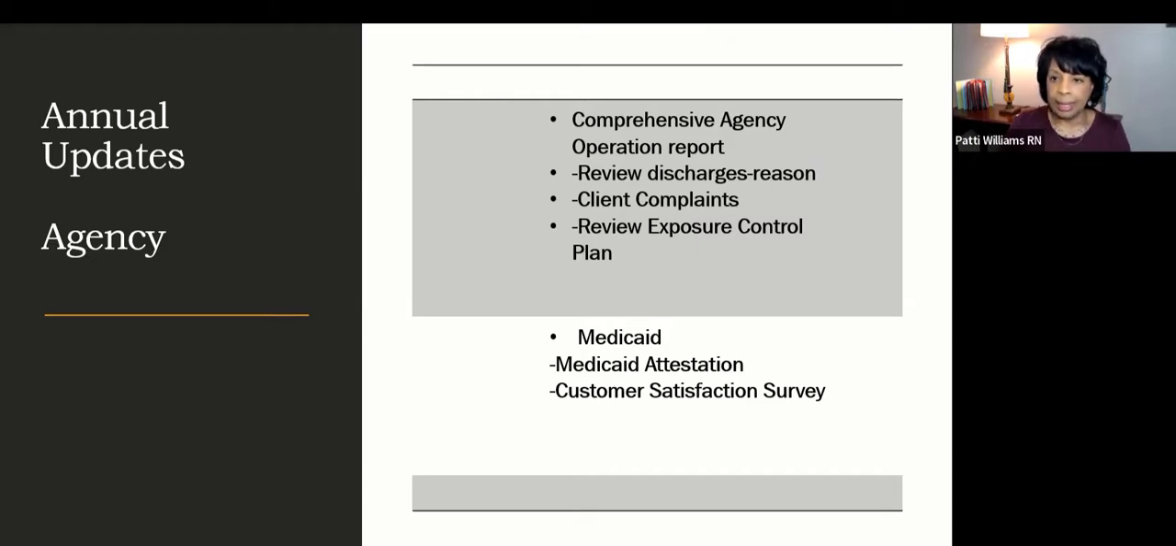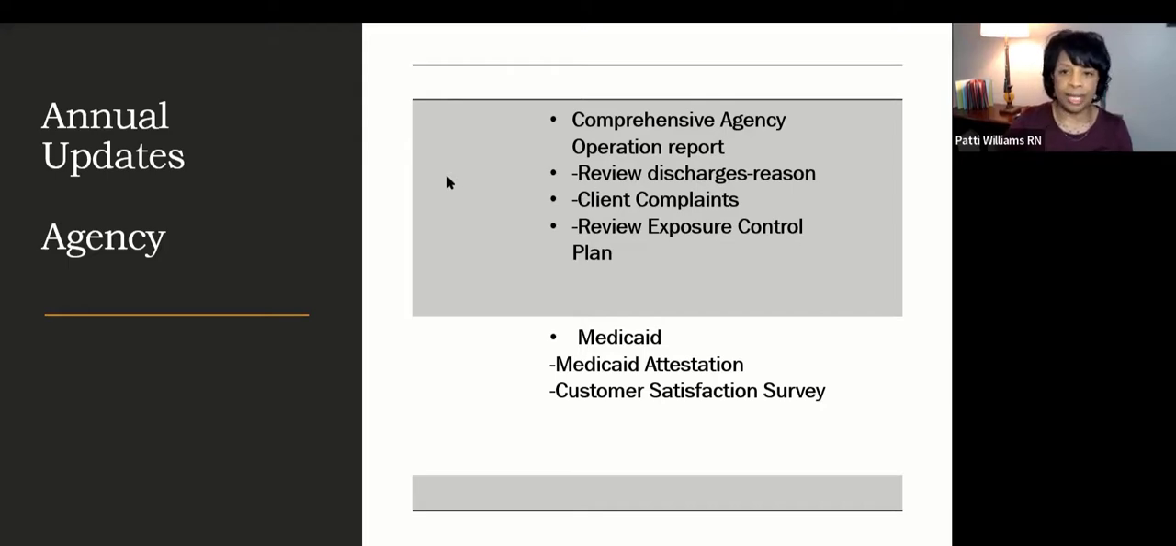at your agency. At the end of every year, and most of you are doing January to December, there needs to be a comprehensive agency operation report. You should have some type of a template that you're using. That's part of your policies and procedures, where you go in and check certain things. I'm going to go over a couple of those just to highlight what kinds of things are in there. But that's basically, it's pretty comprehensive.